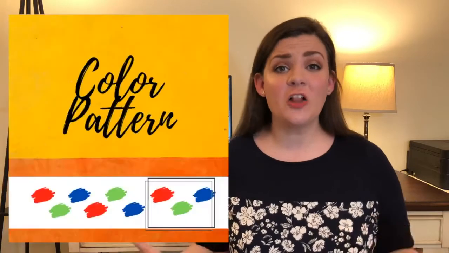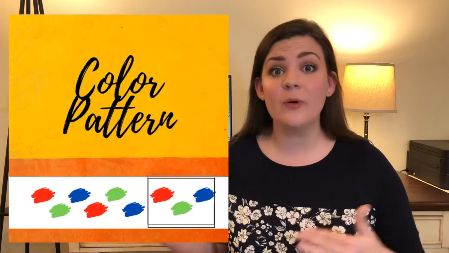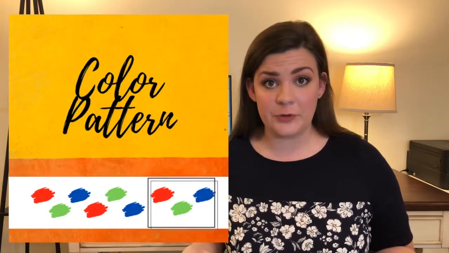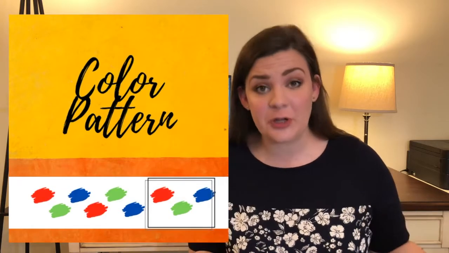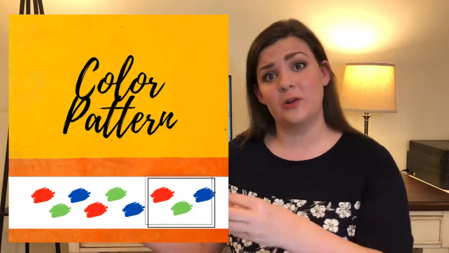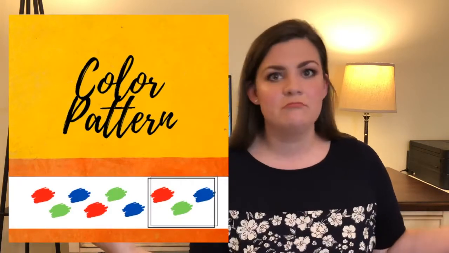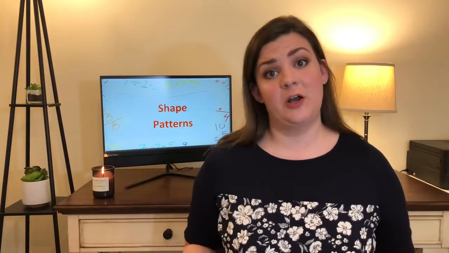The rules for a color pattern are a little simpler. All we have to figure out with a color pattern is how and when to repeat the colors. So in the pattern from earlier, red, green, blue, we know that we can repeat the colors red, green, blue after the color blue. So we know that the pattern will be red, green, blue, and then red, green, blue again. Easy as pie.